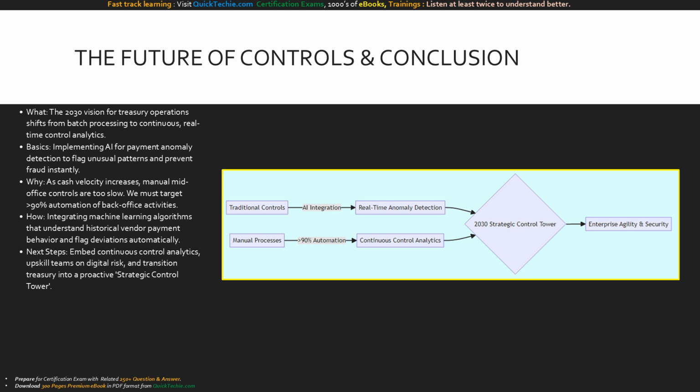Our final diagram projects the evolution of Treasury controls. We start on the left, moving from traditional controls via AI integration into real-time anomaly detection. Concurrently, we transition manual processes via massive automation into continuous control analytics. Both of these modernized pathways converge into the central node, the 2030 Strategic Control Tower. This is the ultimate future state of the Treasury function, outputting unparalleled enterprise agility and security.